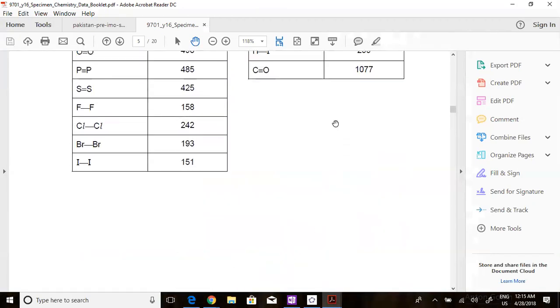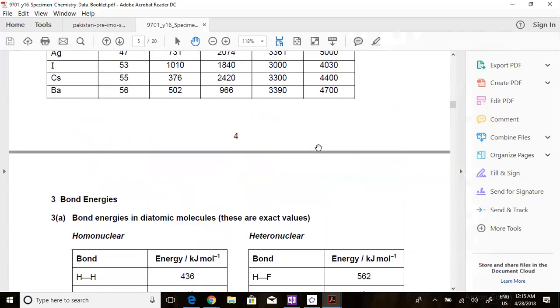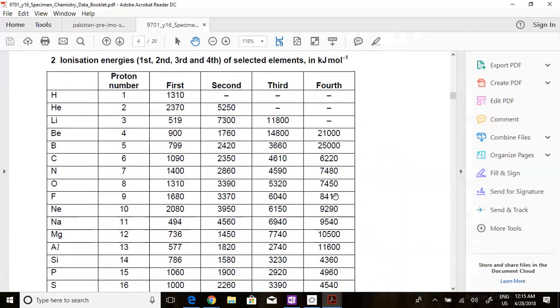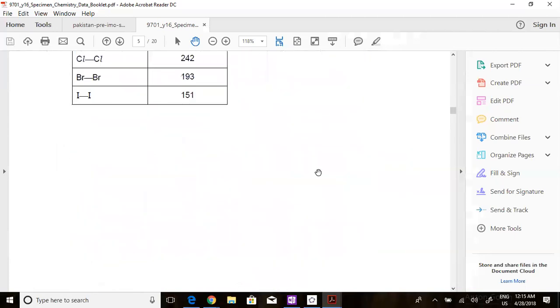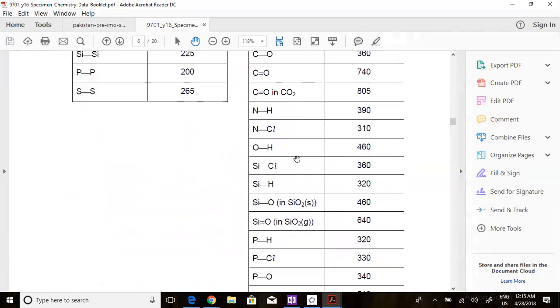Are you sure? It used to probably be in the old thing. Don't see it. Are you sure CF isn't there? I can't see it. CH is there, CCl is there, CBr is there, CI is there. If there are three here, that means F should be here as well, right?